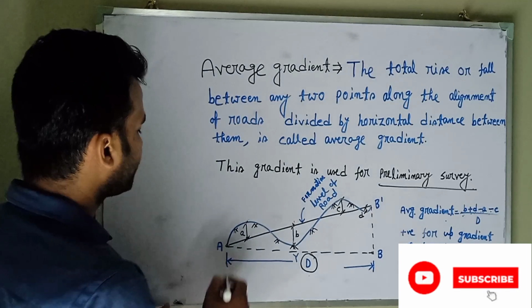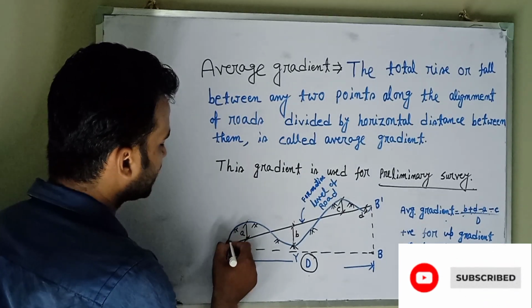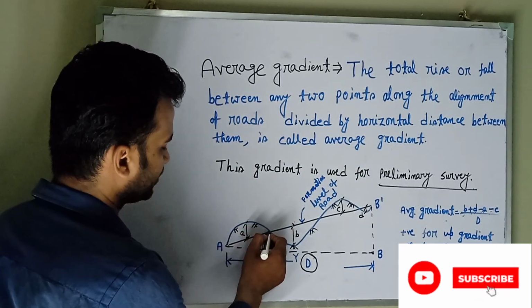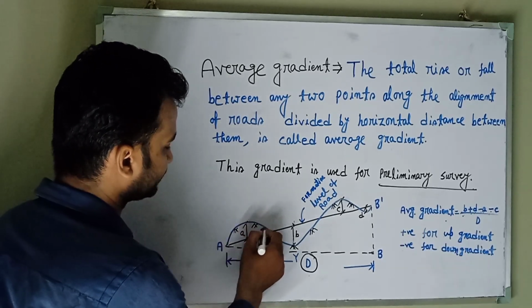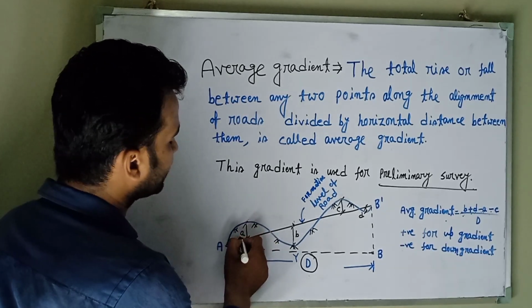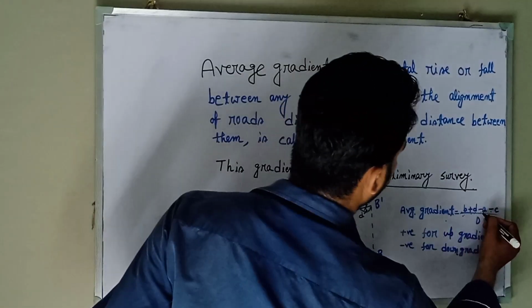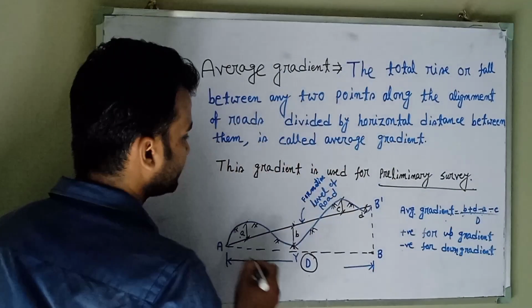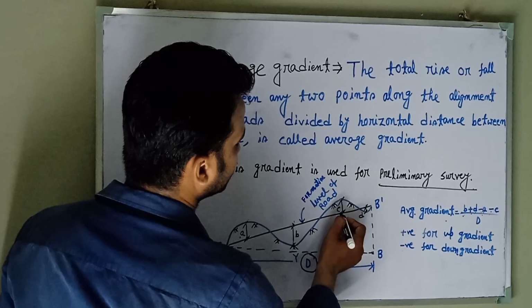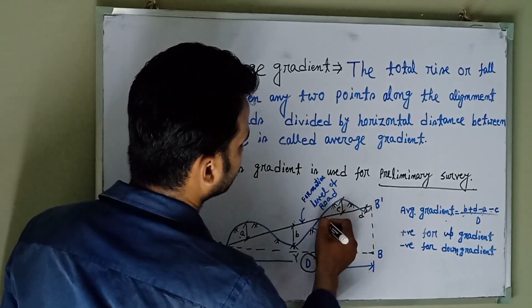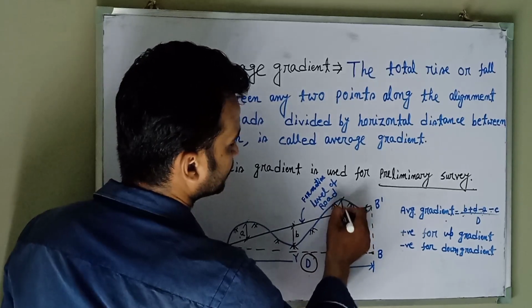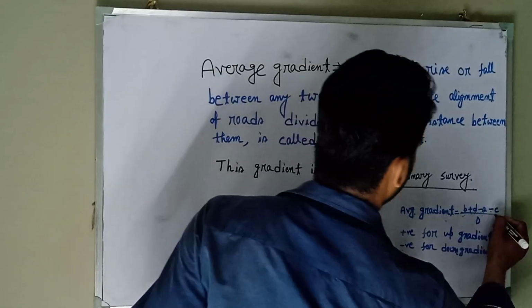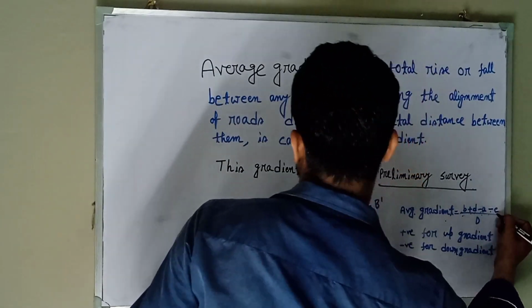Look, at point small a, the ground level is higher than the formation level. So here you have to cut the ground level, so the value of small a will be minus. Similarly, at point small c, the ground level is higher than the formation level. So you have to cut the ground level here, so the value of small c will be minus.